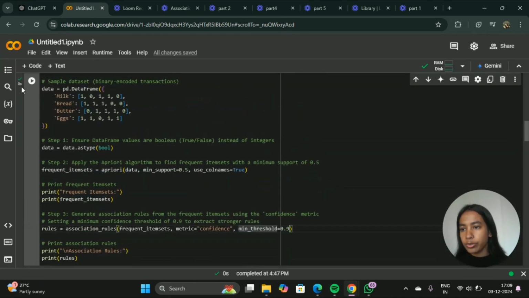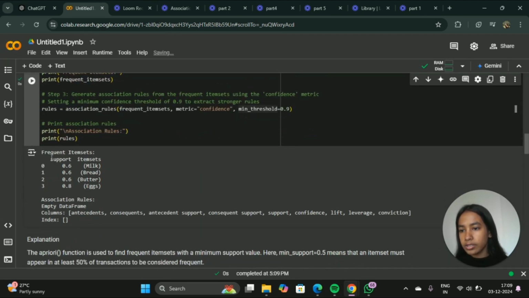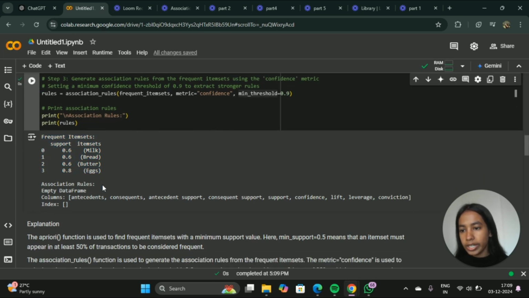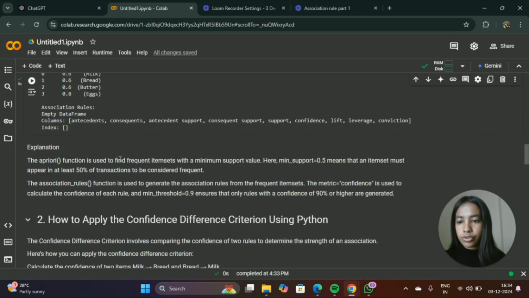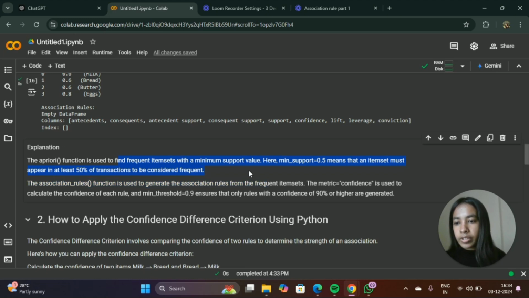Now we are going to execute the code. So this is our frequent item set, which has a support of more than 0.6. The Apriori function is used to find the frequent item sets with a minimum support. Here the minimum support of 0.5 means item sets with at least 50% support are considered frequent. The association rules function is used to generate the association rules from the frequent item sets.